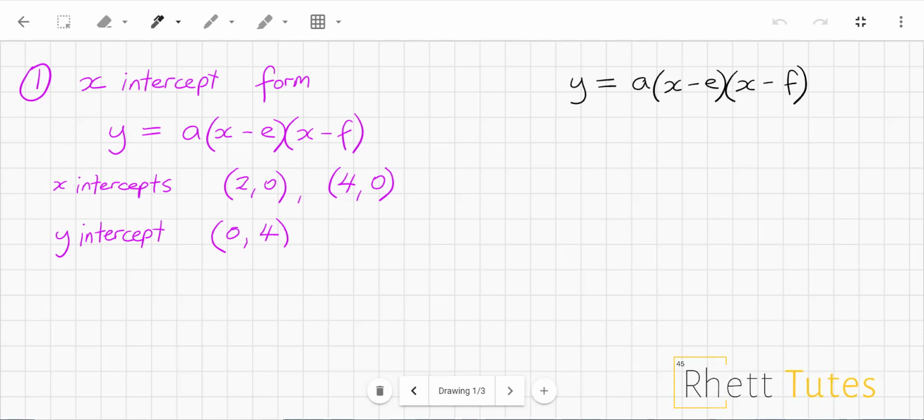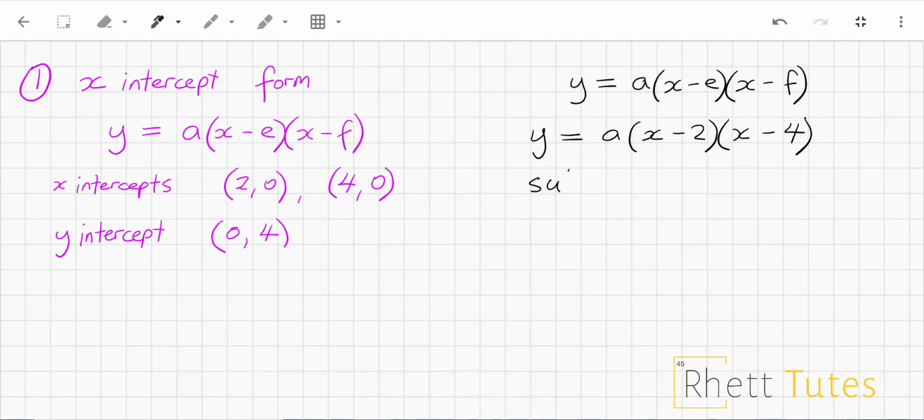So using this generalized form, y = a(x - e)(x - f), I simply substitute in the two x coordinates: a(x - 2)(x - 4). And now I'm going to use the last piece of information, the y-intercept, so sub x = 0, y = 4. This is going to allow me to find a.